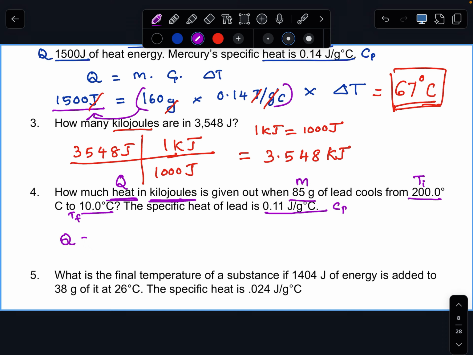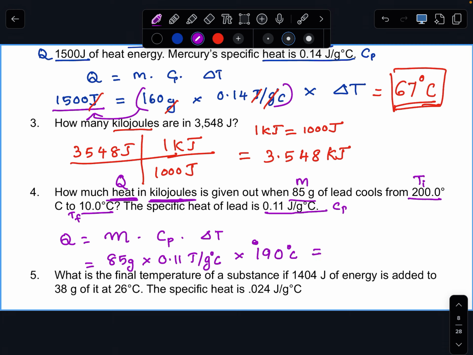Okay, so go down, write Q equal to M times C times delta T. M is 85 gram, C is 0.11 joule per gram degree Celsius, and delta T, what is it? The difference is minus 190. Remember, then your answer will be negative because it is releasing. So this is minus, but you don't put that on your calculator and make a mistake, just understand that negative symbol will be there.